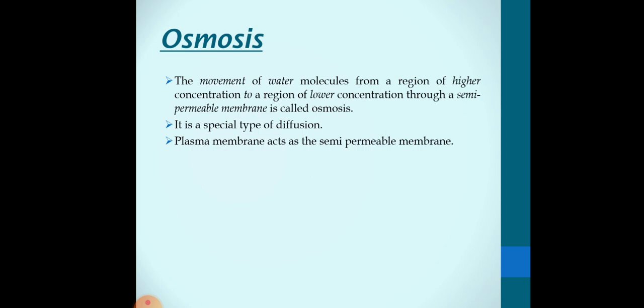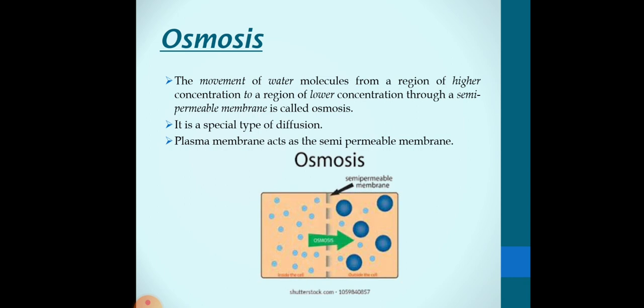In the case of a cell, the plasma membrane acts as a semi-permeable membrane. This is a diagram showing osmosis, where you can see the smaller blue dots are water molecules, and there is one semi-permeable membrane. Since the concentration of water molecules is higher on the left-hand side, the direction of osmosis is from left to right. Okay, clear?